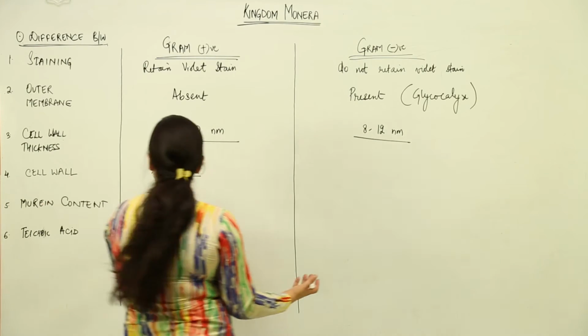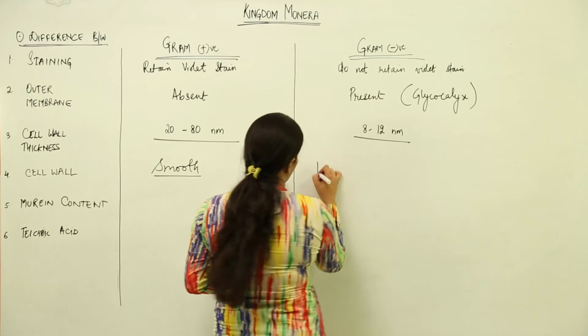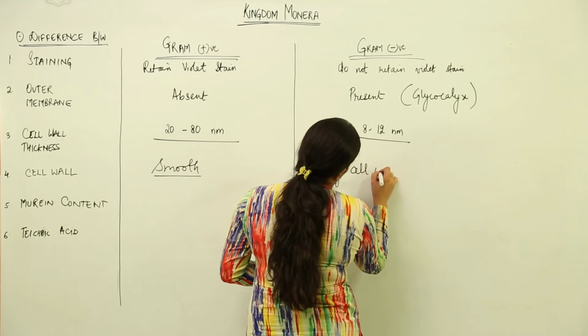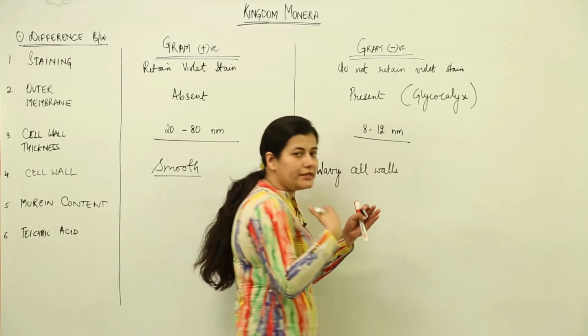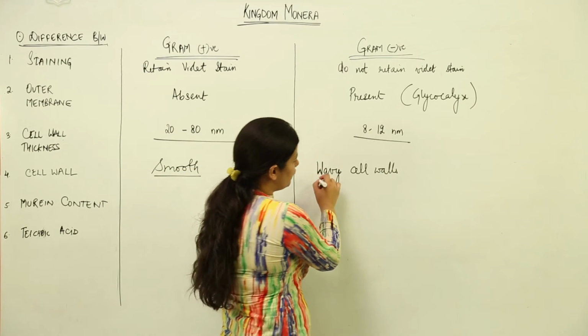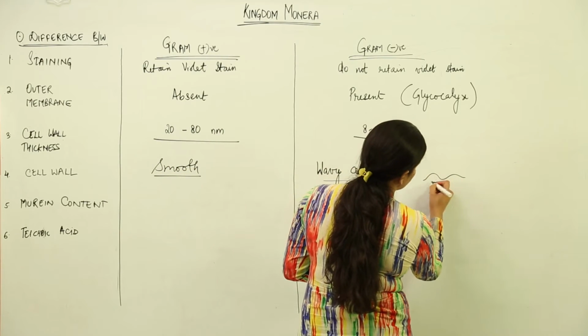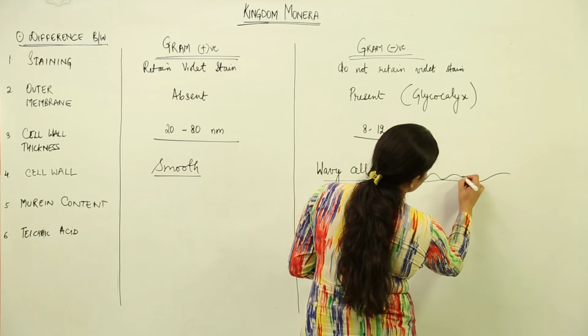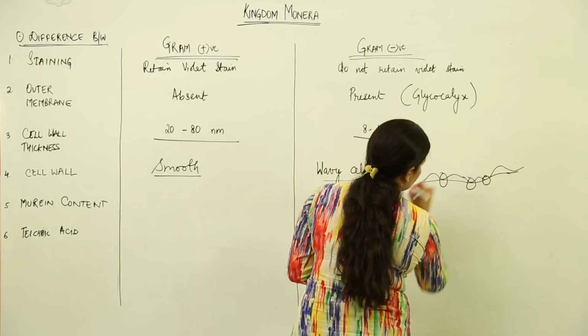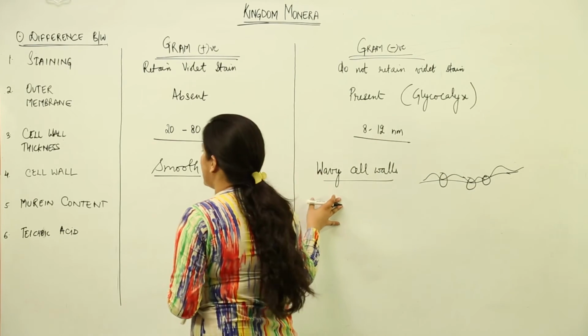These gram negative bacteria have wavy cell walls which could be joined to the plasmalemma at certain points. So the cell wall is wavy, and this would be the plasmalemma supposedly. The cell wall would be joined at certain points, and such points would be the loci. So the wavy cell wall is present.